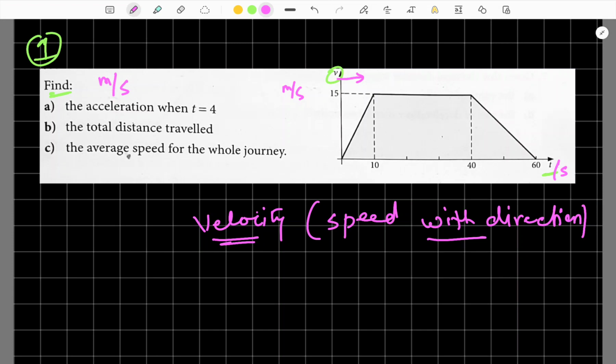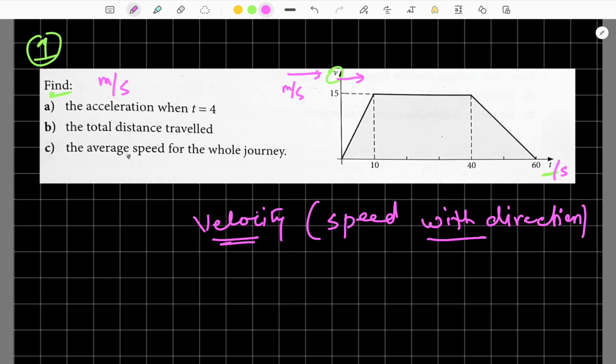Clarity? So if the whole part of the graph is above the x-axis, that means beta, you're traveling in one direction. Okay? So don't get confused about why this is velocity when we are discussing speed-time graphs. Because the whole graph is above the x-axis, we are taking one direction. So velocity means you're just taking speed with direction. The object is moving in a single direction. Clarity? Okay.